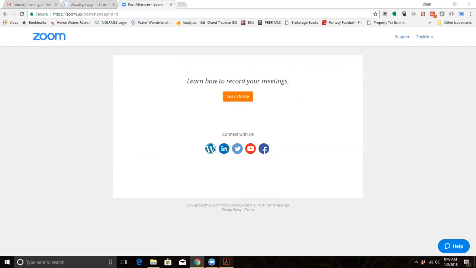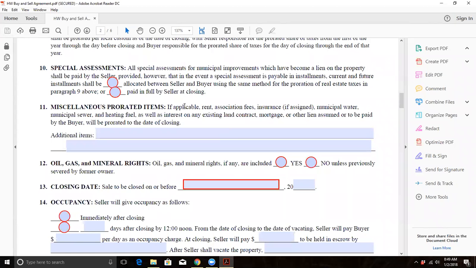Okay, let me get back to the contract here. So we'll see if we can get Jess and Joni in here as we go. I can follow up with a call right after if they can't get back in.